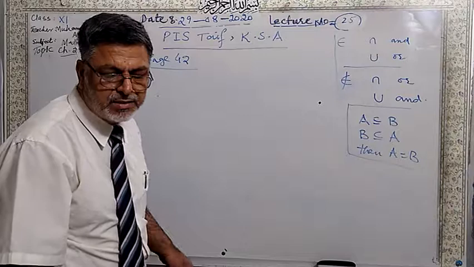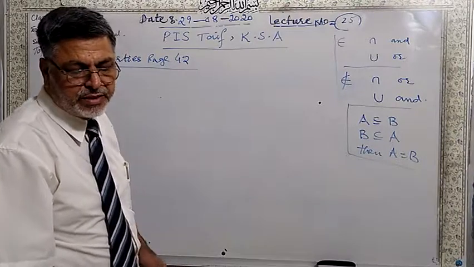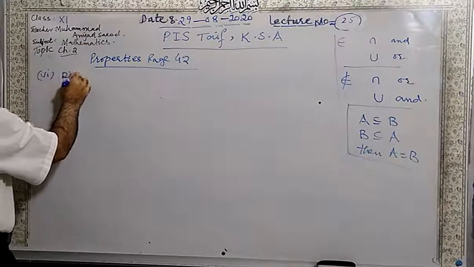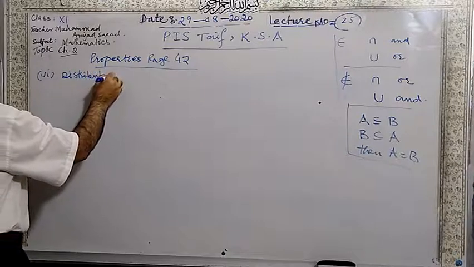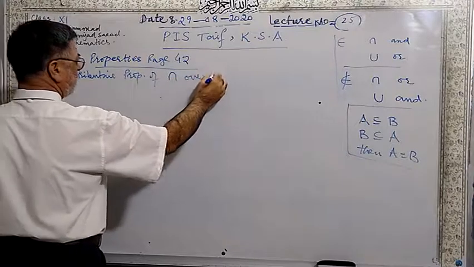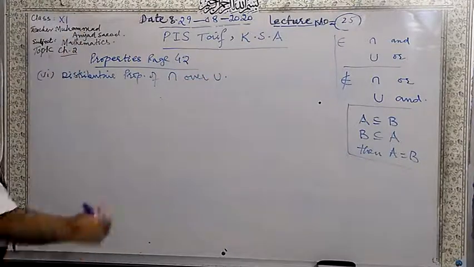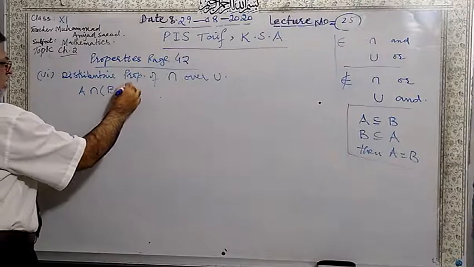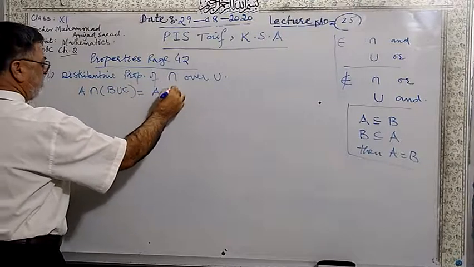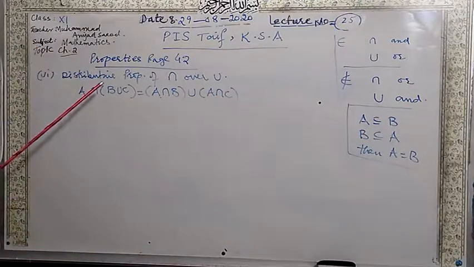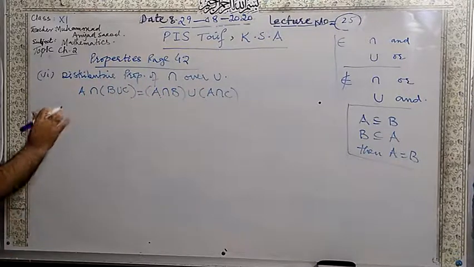Point number 6. Distributive property of intersection over union. We have A intersection (B union C) equals (A intersection B) union (A intersection C). We have distributed A intersection with B, then A intersection with C. Same method, same technique.